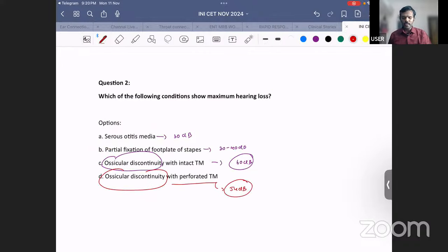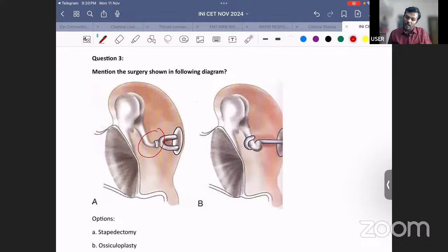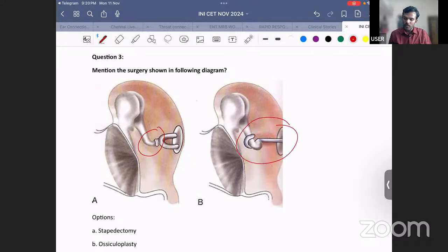The next question is based from the topic. So mention the surgery shown below. We have one picture showing stapes suprastructure, another picture showing the stapes piston, which is placed over the stapes footplate.